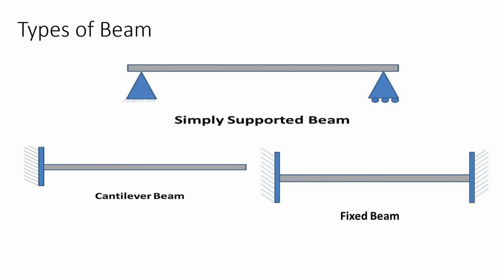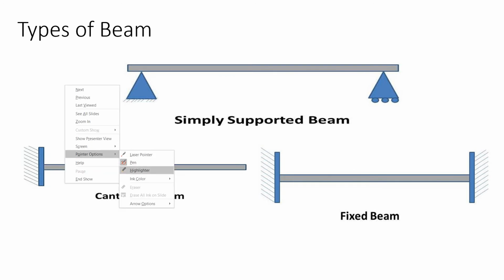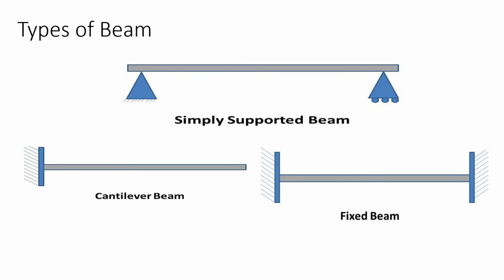So that beam is called a simply supported beam. Second one is the cantilever beam. One end of the beam is fixed on a fixed support and the other end is free. So the beam is called a cantilever beam. You can see this type of beam in the balcony portion. Next, the fixed beam. Both ends of the beam have fixed supports. Then that beam is called a fixed beam.